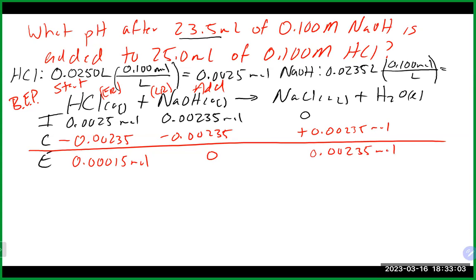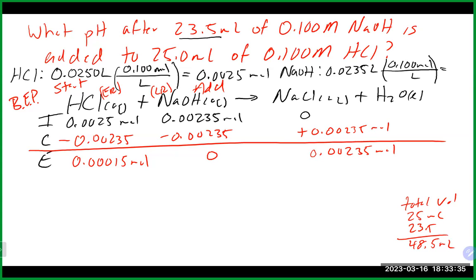0.00235 moles of that guy. Any questions so far in the ice table here? Now that I'm done with my moles part, I should convert it back to molarity at this point. My total volume is, we started with 25 milliliters and we added 23.5. I'm going to do it without the calculator. 48.5 milliliters there would be our total volume.